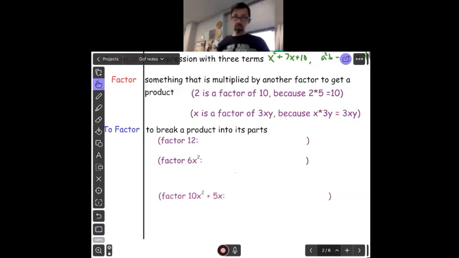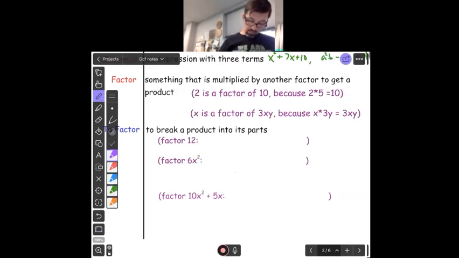Two times 6. Maybe put things in the public chat. 2 times 6. What else multiplies to be 12? 3 times 4. What else multiplies to be 12? 1 times 12. There are actually some more.